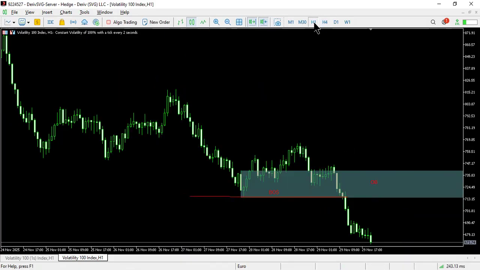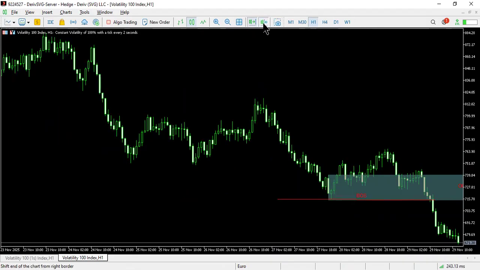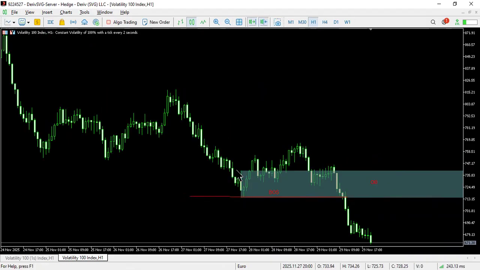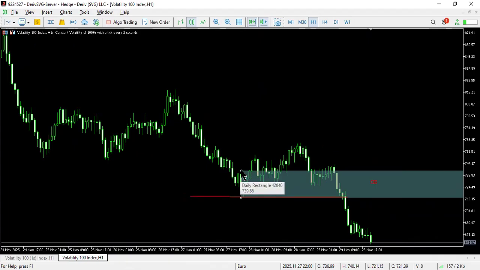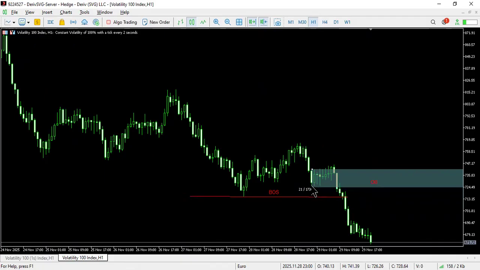And then if we go to the 1 hour, so from the 1 hour, our entry time frame, that is the order block that we are going to be targeting. We're going to wait for price there to go and mitigate that order block.